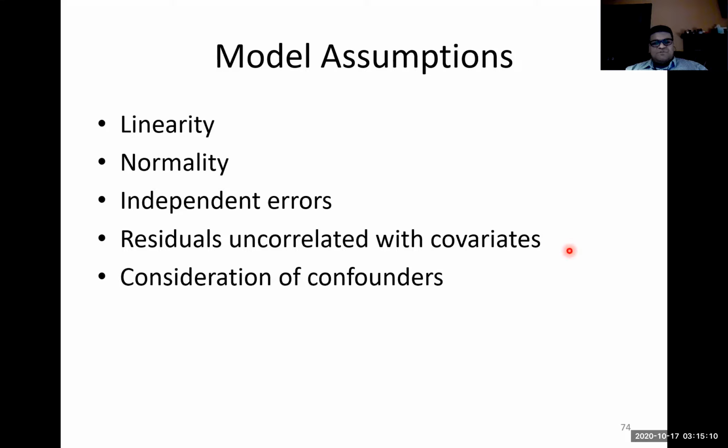Another one that comes from multiple regression is that the residuals are uncorrelated with any of the covariates. And this one, consideration of confounders, is particularly important when we're trying to make causal inferences, especially with observational data. It's important to take into account confounders of the, in this case, daily conflict and daily intimacy relationship, the within person X and within person Y relationship, or the within person relationship of X and Y.